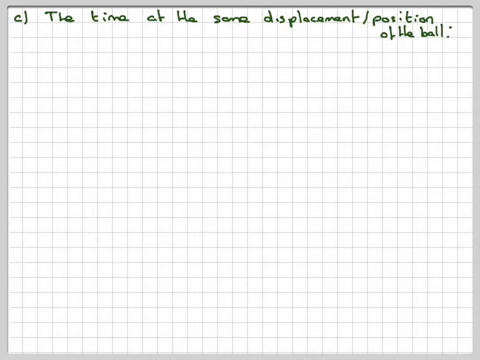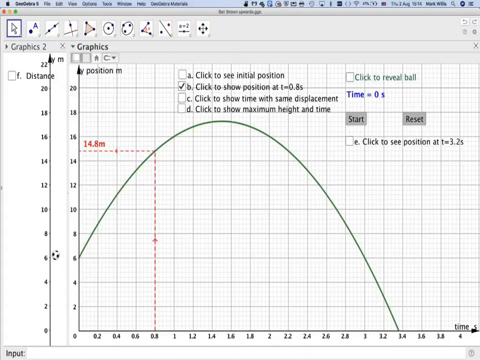Okay, next part, the time at which the ball has the same displacement. So if we go back to our Geogebra Applet, and if I click the second one, part C here, we can see that it reaches this height at a second time here. So on the way up it reaches 14.8, and on the way down it reaches 14.8, and that will happen at 2.2 seconds.